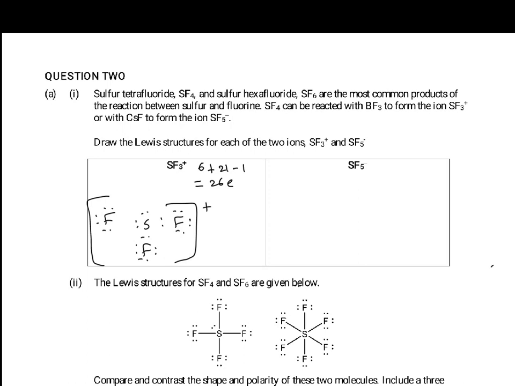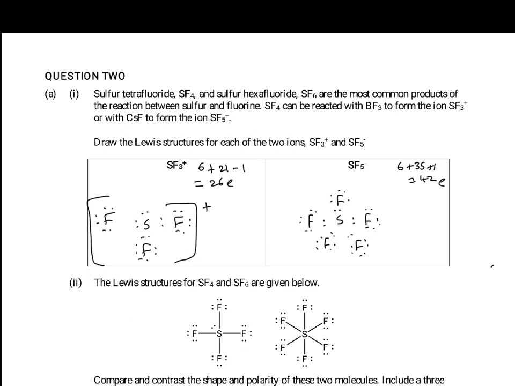Next up, SF5 minus. So sulfur again gives us 6, each fluorine gives us 7, 5 of them, which is 35, and because it's a minus ion, it means we've got an extra electron, so we go plus 1, which gives us a total of 42 electrons. So, put sulfur in the middle, surround it with fluorines, same as before, put in your bonding pairs, and then make sure each fluorine has a full shell of 8 electrons.